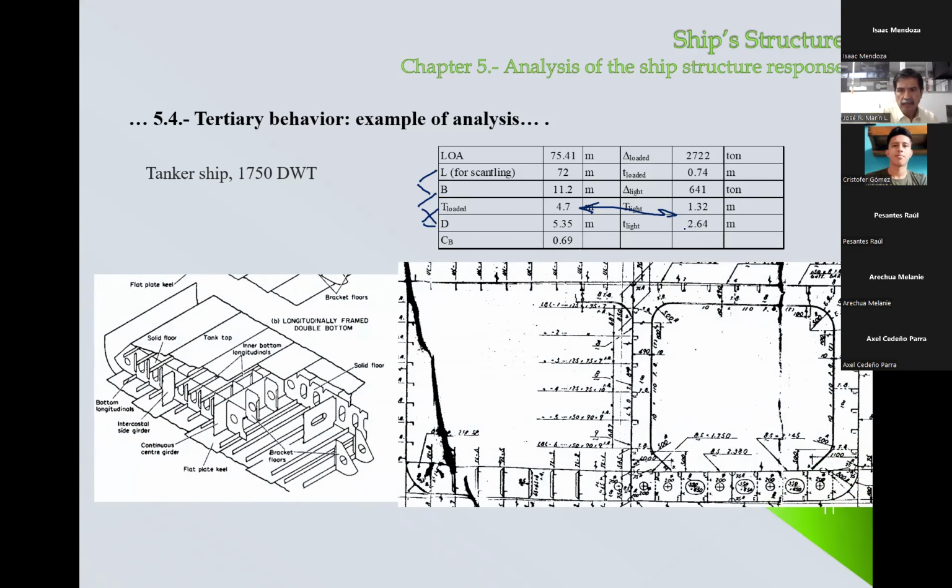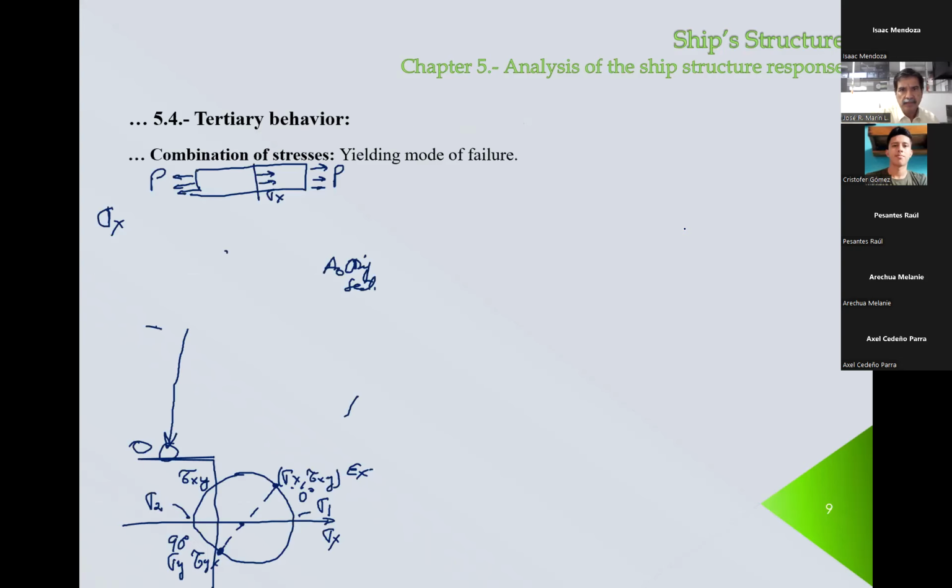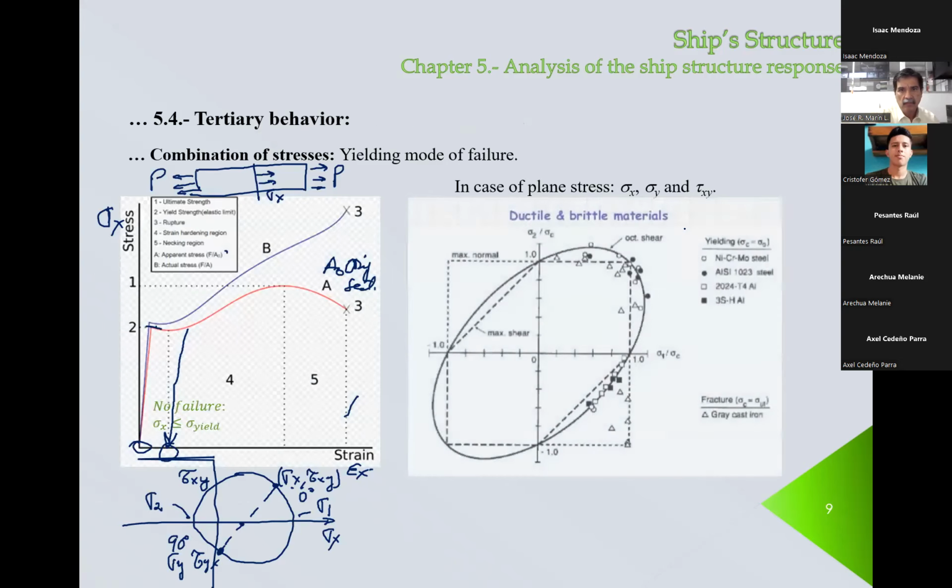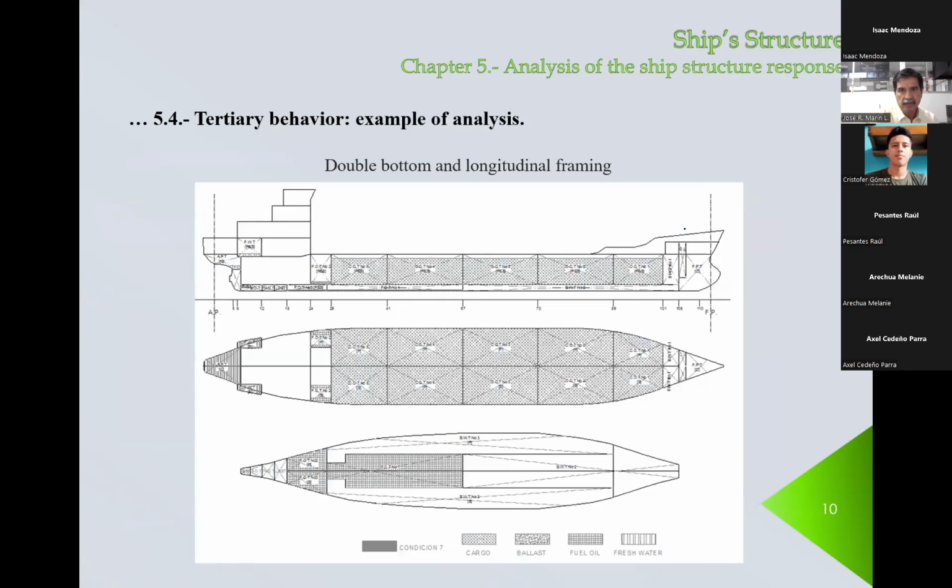Sorry, I missed one transparency. No, we're fine. Okay, this is the one. So this is the general distribution of the ship. It has double bottom, but not double hull. So on the sides, you have no double hull, no double side. You have double bottom, not double side.